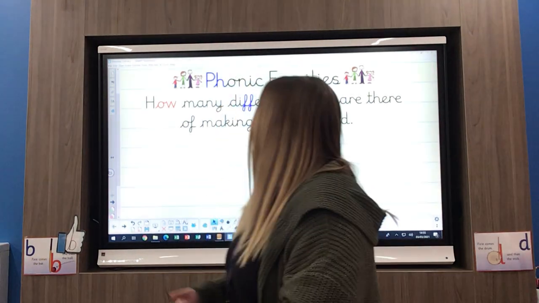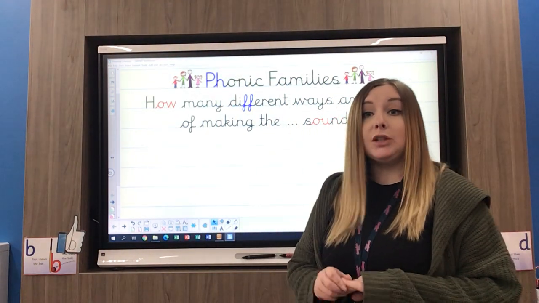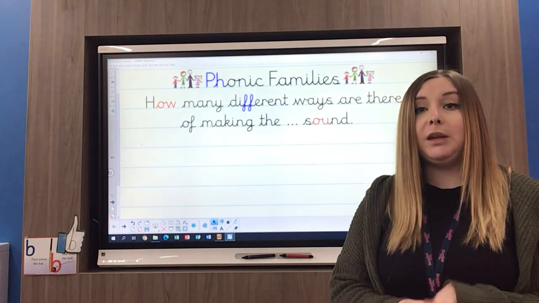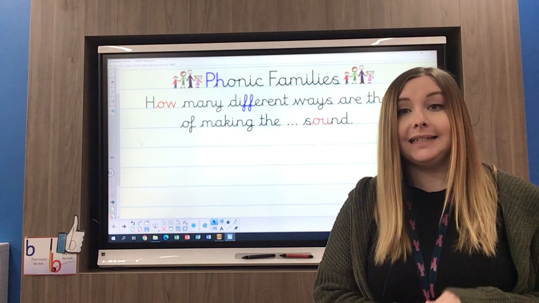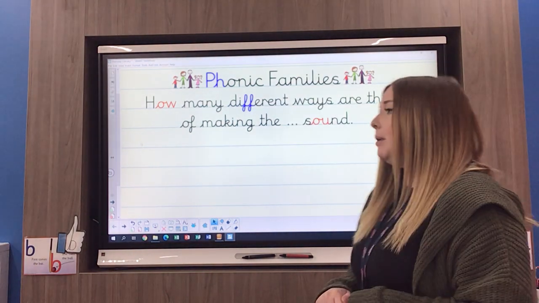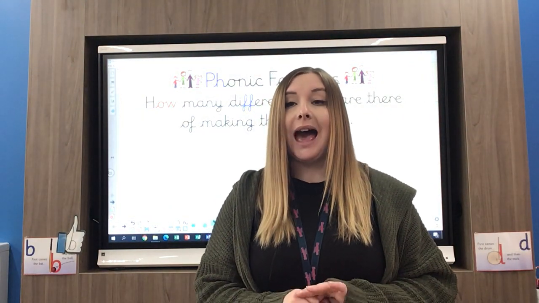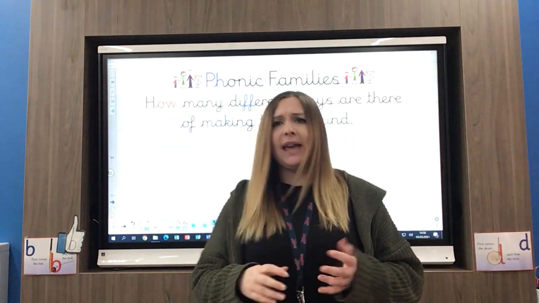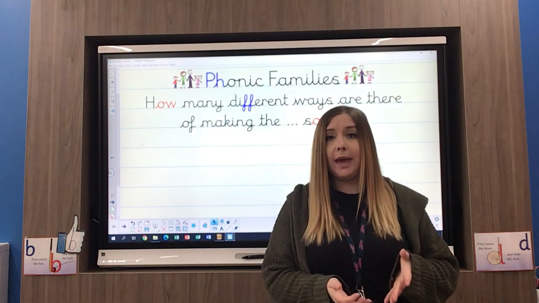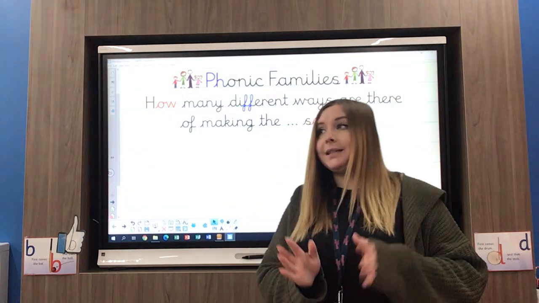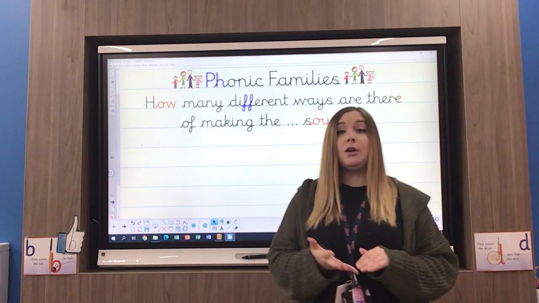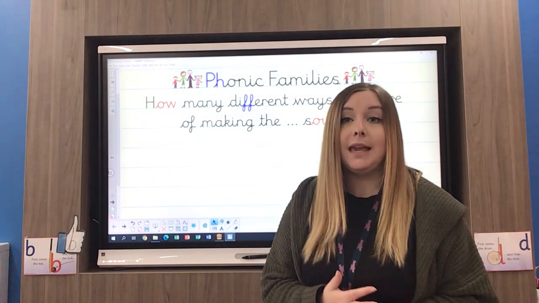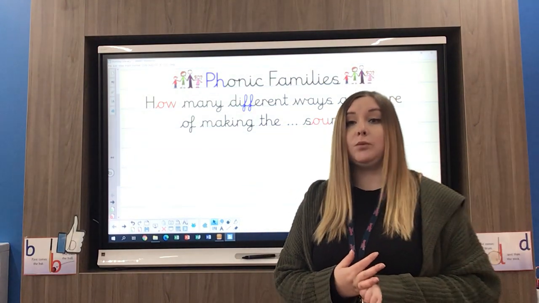Now because it's a writing activity, I am going to start by looking at some phonics, and this week we've been looking at the I sound. Who can remember how many different ways there are of making the I sound? Okay, so there's 5, isn't there? And can anybody remember any of those ways? What letters combine together, or what single letters can we use to make an I sound?